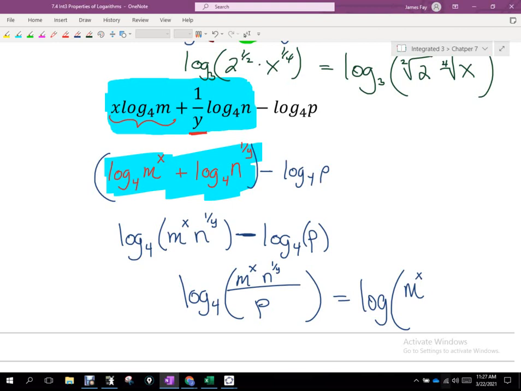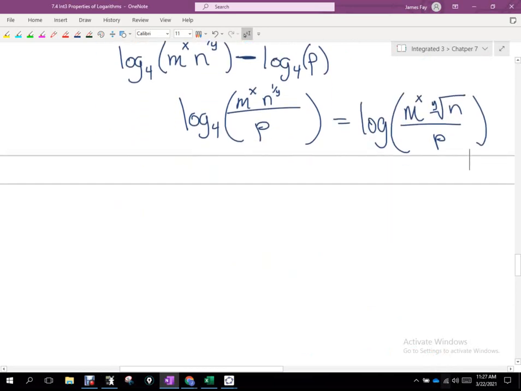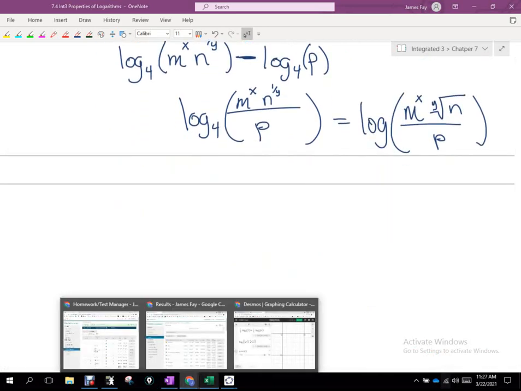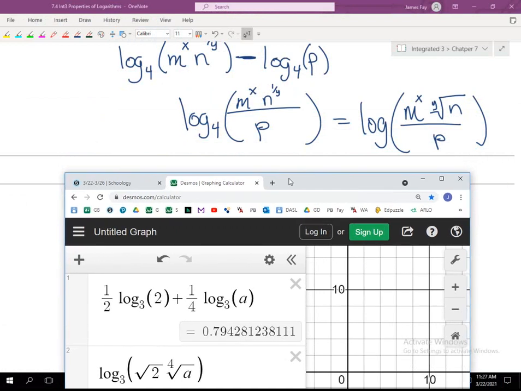It's n to the 1 over y. So now we write it as the y root of n, all over p. And again, we want to check that.